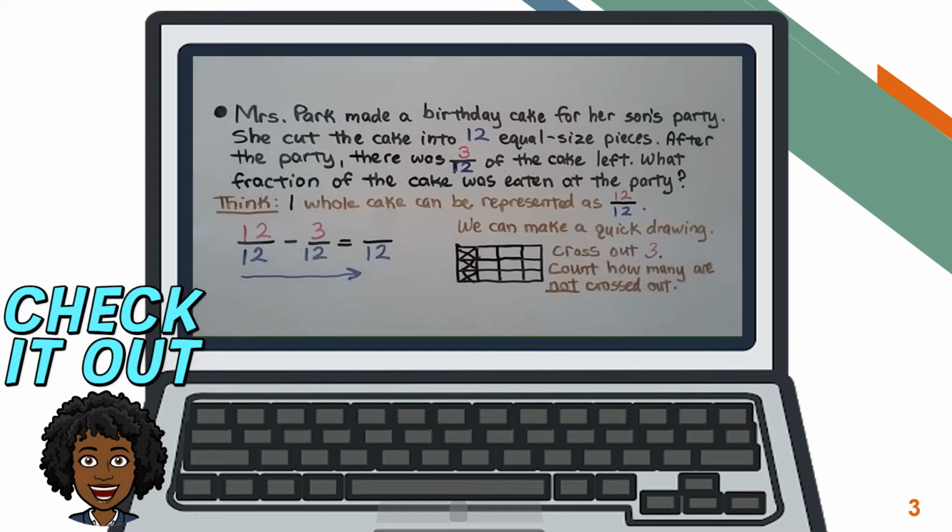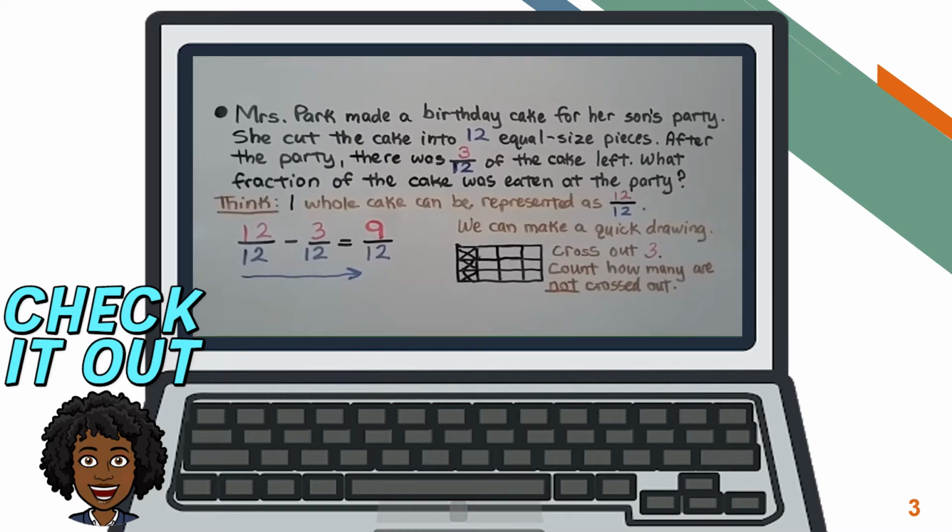So we think 1 whole cake can be represented as 12/12. She cut it into 12 equal size pieces, so that whole cake would be 12/12. There was 3/12 of the cake left, so we can cross out 3 of the squares and count how many are not crossed out. We have the same denominator, 12, so our difference is going to have a denominator 12, and we could also do 12 minus 3. That's equal to 9. 9/12 of the cake was eaten at the party.